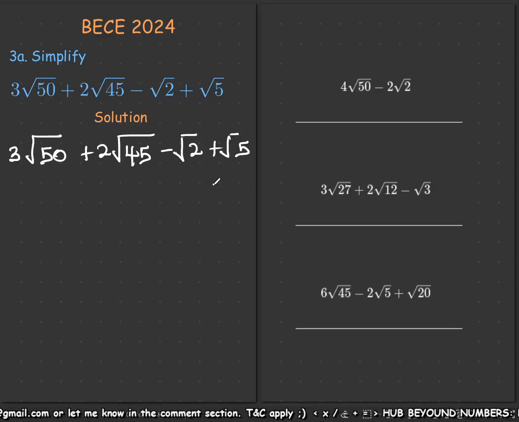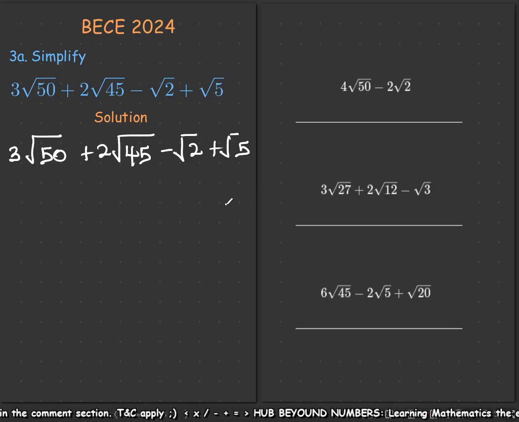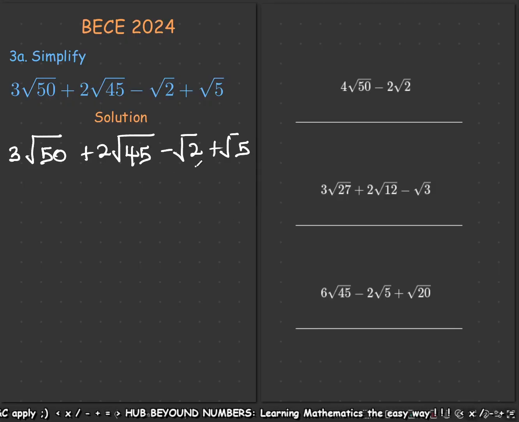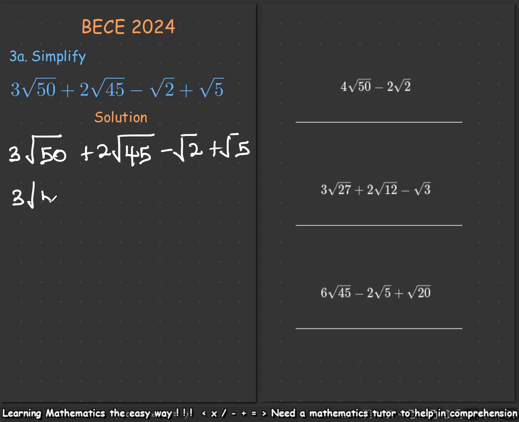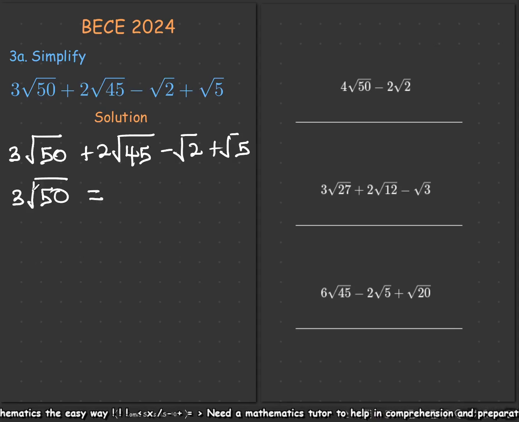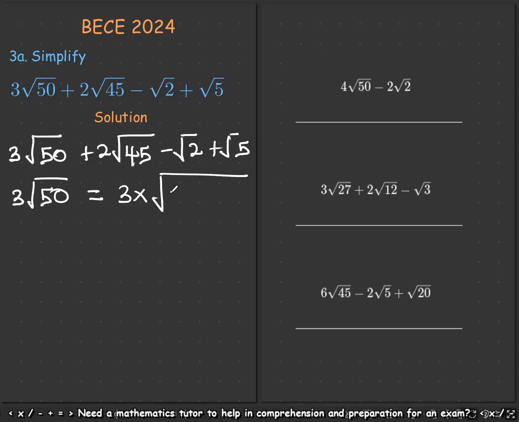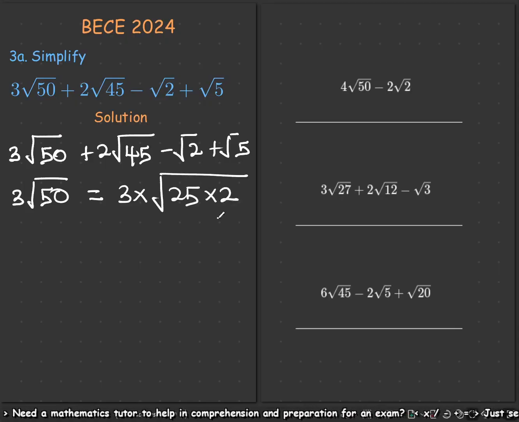Before we can perform addition and subtraction of surds, the roots must be the same. So let's try and simplify these ones here to see if we'll get any similarity with this and then this. For this first one, which is 3 root 50, 3 root 50 is actually 3 times the square root of 25 times 2. You see? So simplifying further, we are going to have what?